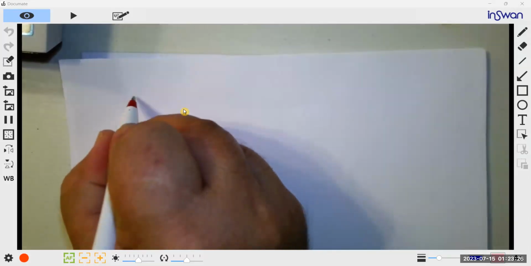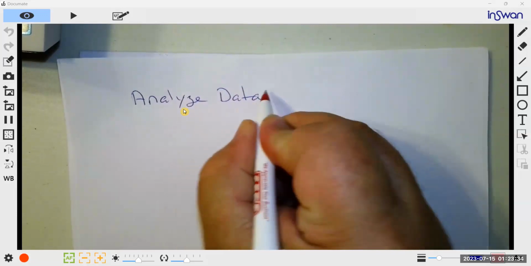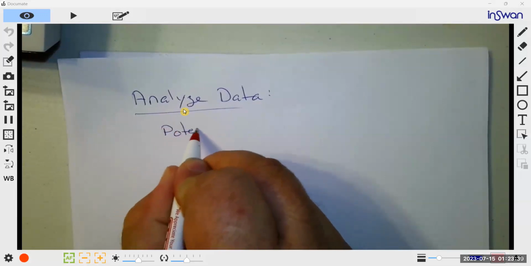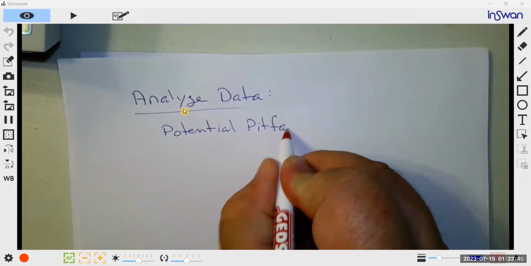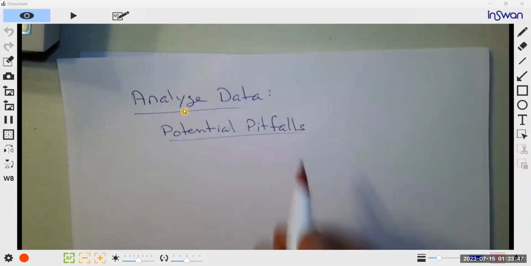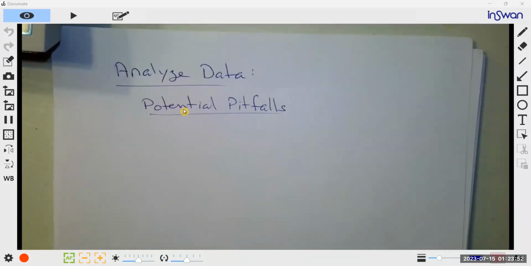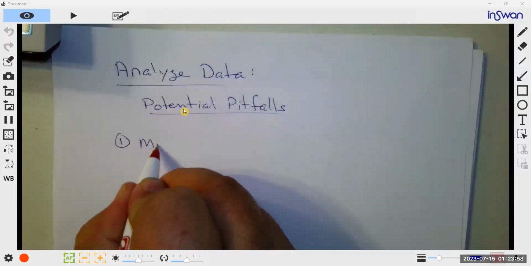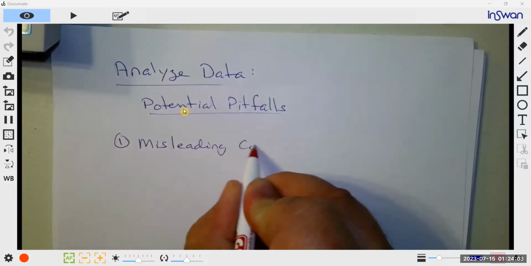Now we have to look at how we analyze the data. Potential pitfalls. What that means is, what are the possible problems that you can get? The first big problem you can get is what we call misleading conclusions.